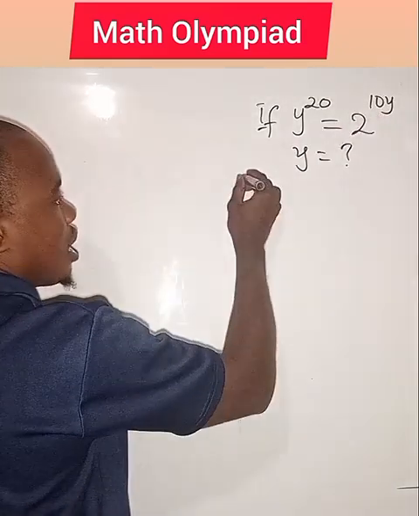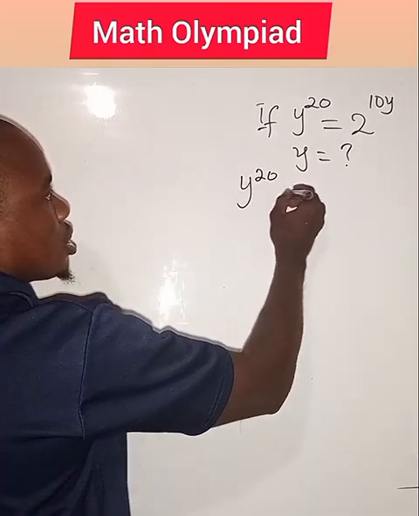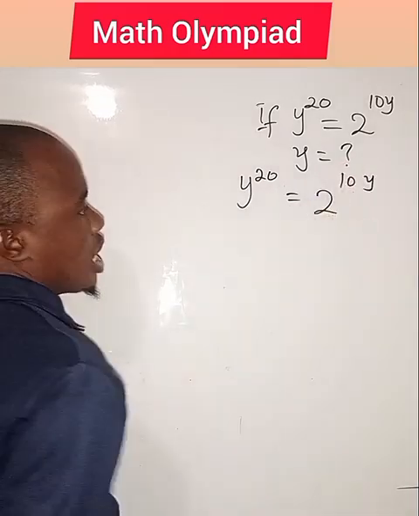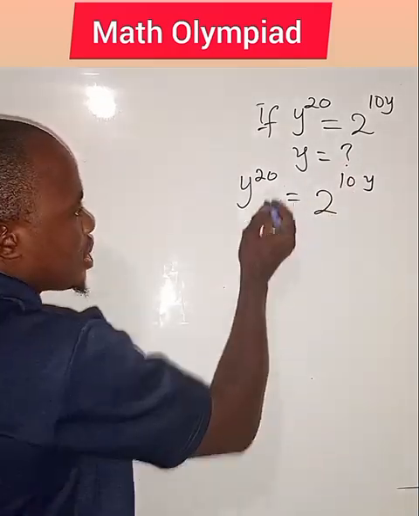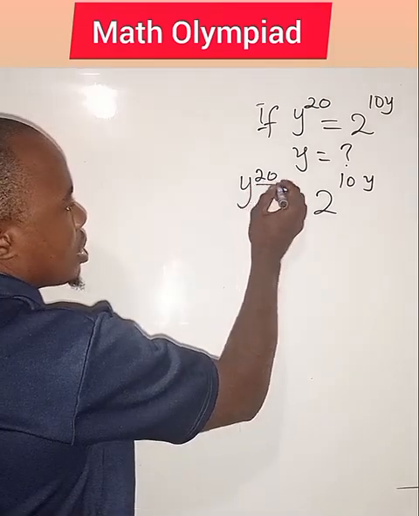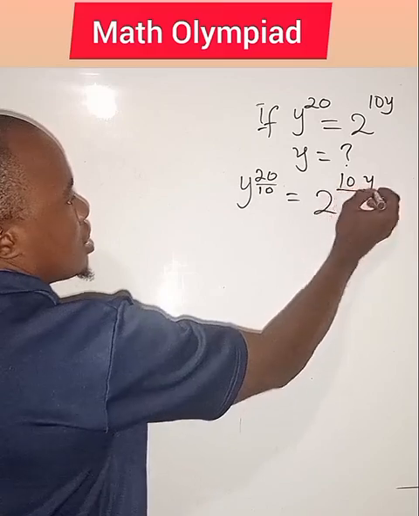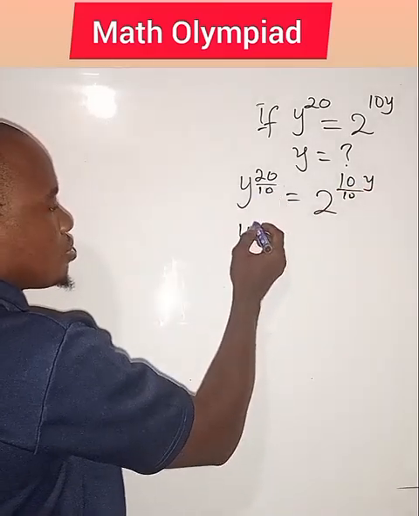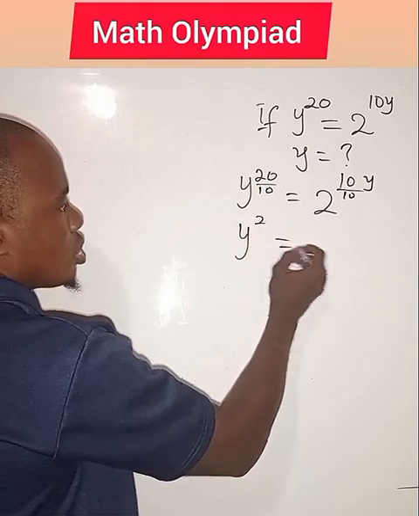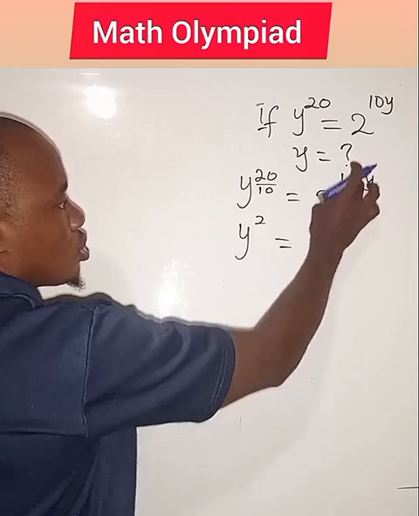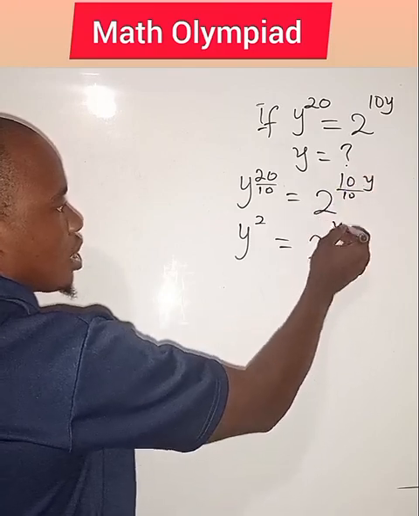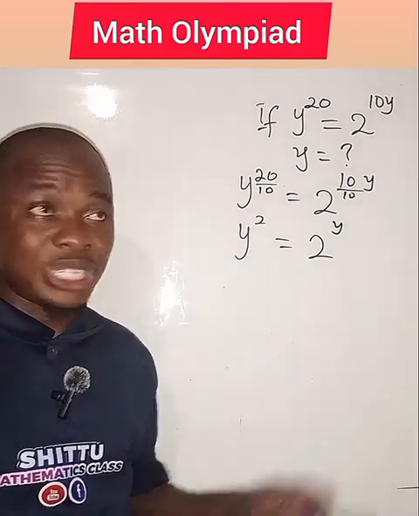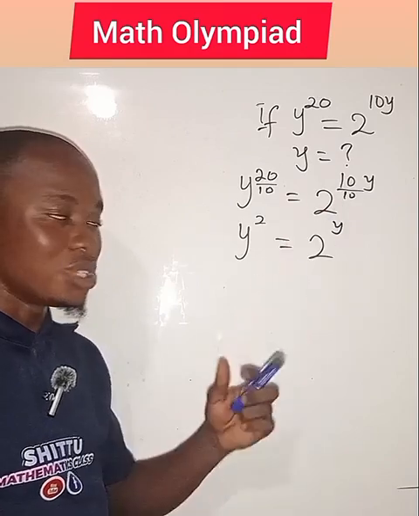Now, this is what I'm going to do. I'm going to start from here. I have y to the power of 20 equals 2 to the power of 10y. Now, look at the power. I want to reduce the power. So, if I divide this power by 10, and I divide this also by 10, I can reduce it. 20 divided by 10, we're going to have 2, equals 2 to the power of 10 divided by 10, we have 1, so we have y. What we did here is that we reduced this equation to this.